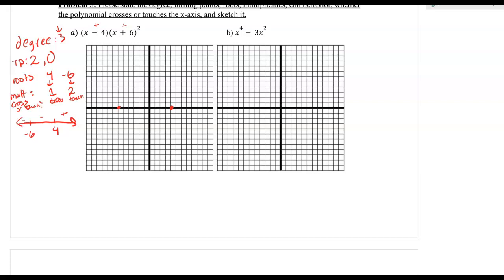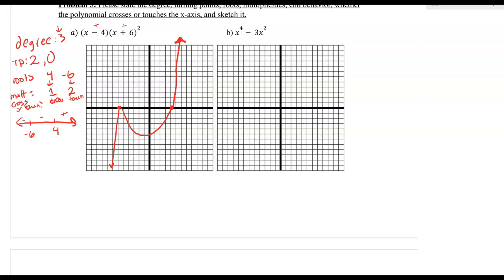Alright. So I know before negative 6, it's negative, it's negative, it's negative. I know that I got rejected at negative 6, so I went back down, but at some point it's going to turn back up and go back to 4, because that's my other point that says I have to touch this x-axis. And then at 4, it's going to cross that x-axis because it has an odd multiplicity.